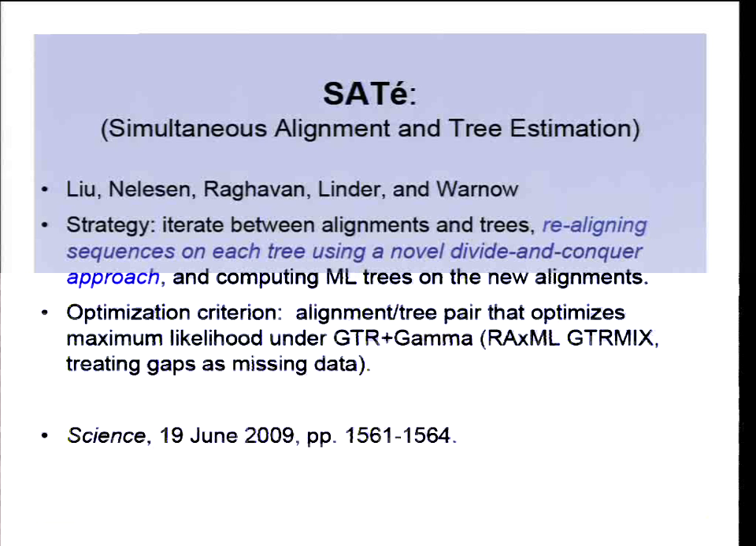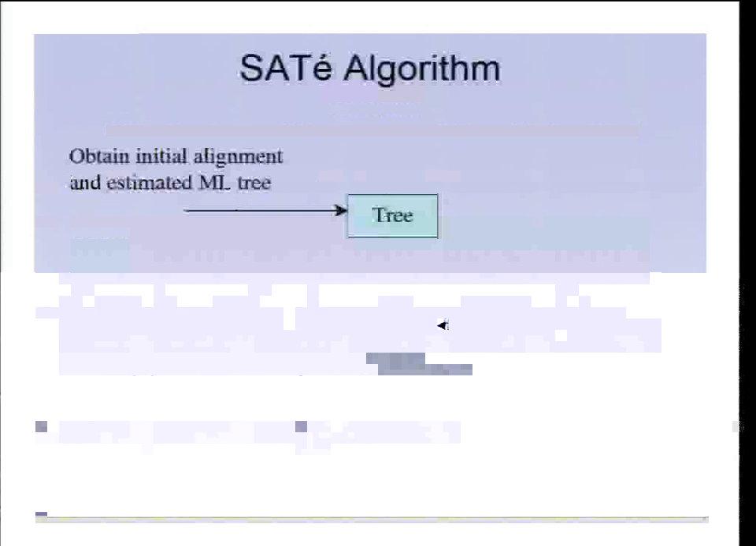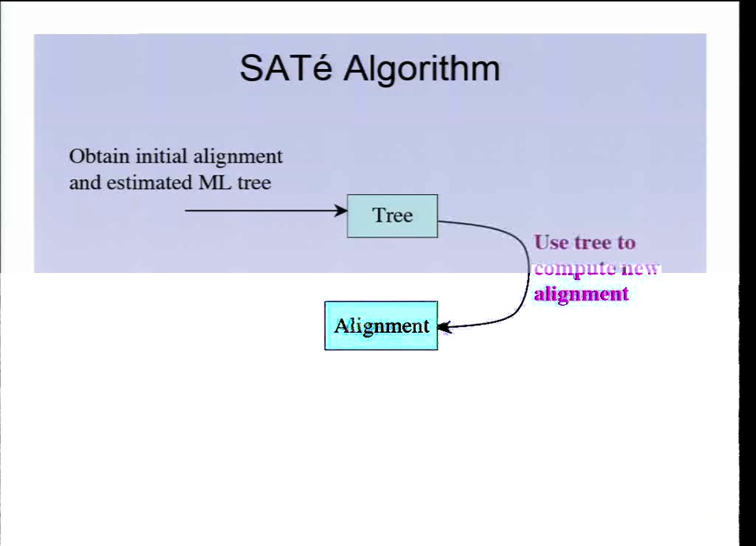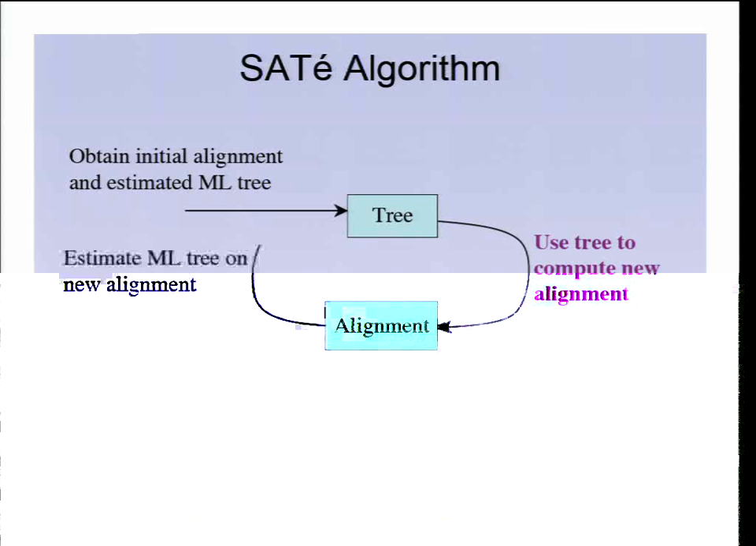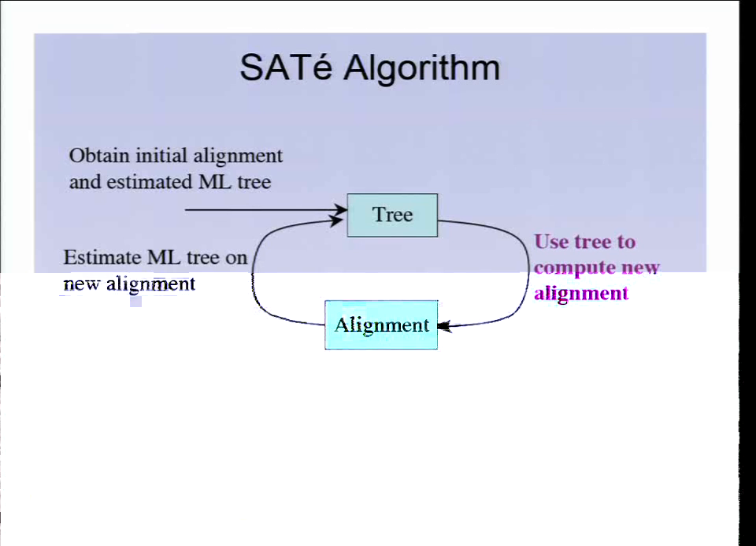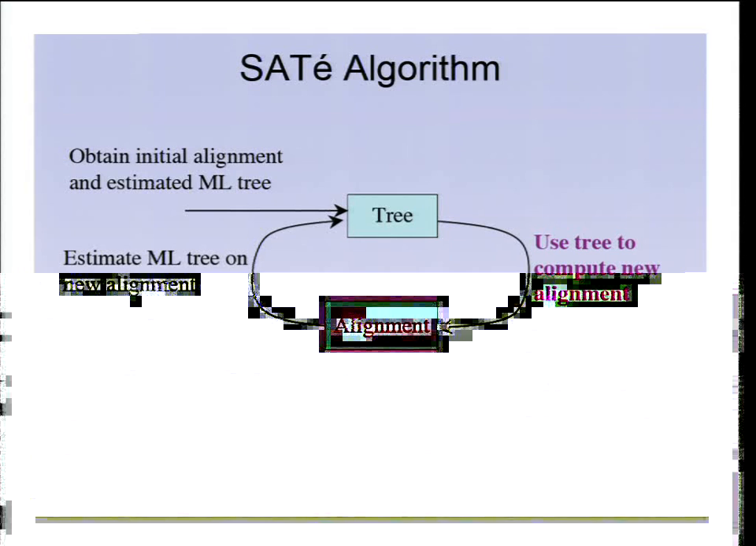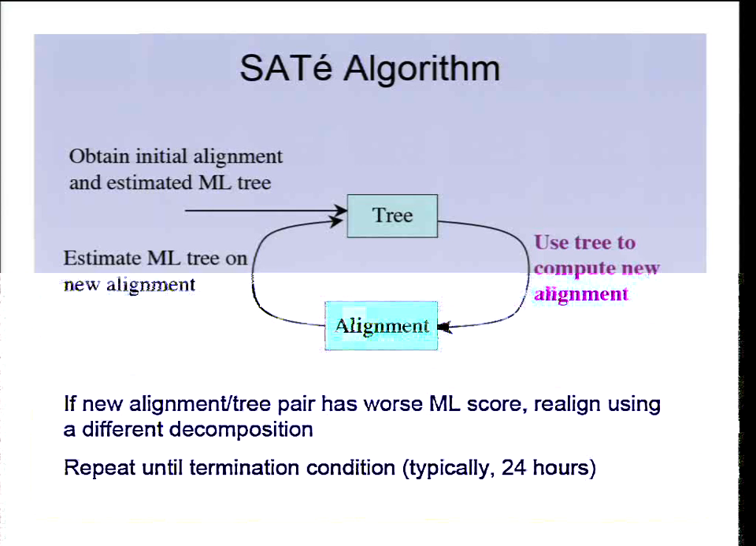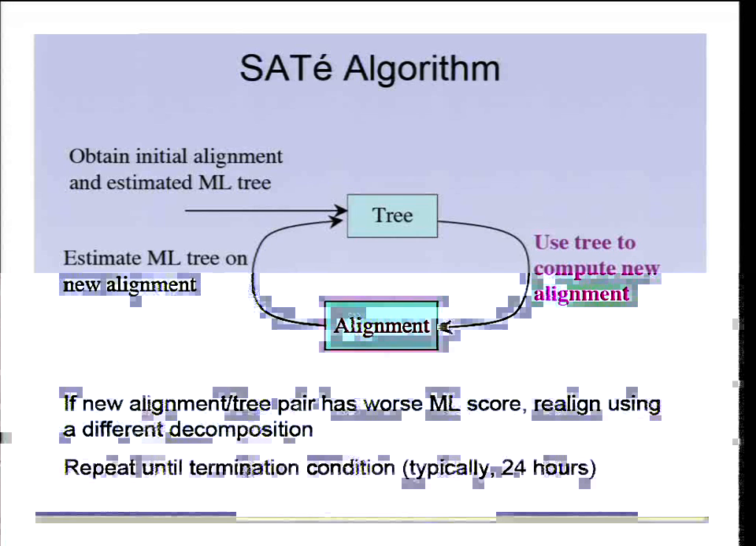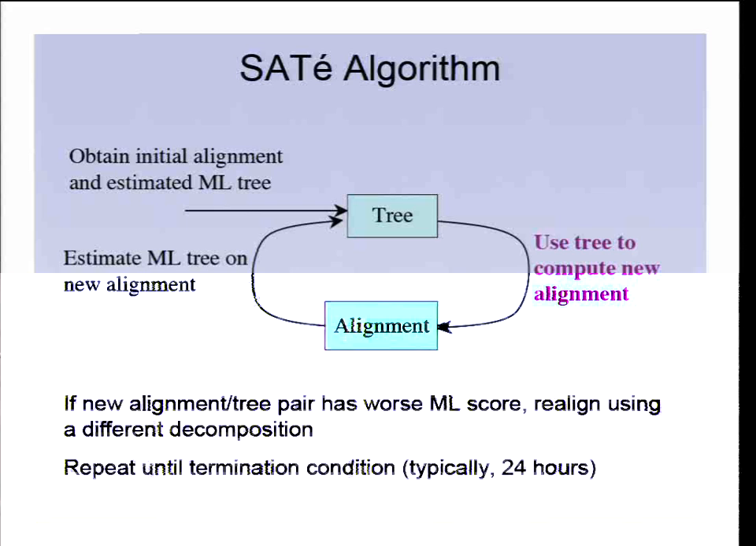This new method has a very simple iterative technique where we get an initial tree, we realign on the tree, and then from that new alignment, we compute a maximum likelihood tree, and we repeat the process. So what does it look like? You get a tree, you get a new alignment. This is the novel part. How we do this is our own technique. So you have a new alignment, then you get a new maximum likelihood tree. You look at the ML score under a model that treats gaps as missing data, mind you. It's not actually including insertions and deletions in the model, okay? And if you have a better ML score, you accept it. If you have a worse ML score, you do a different realignment. And just repeat the process and stop after 24 hours or however long you want to run it.